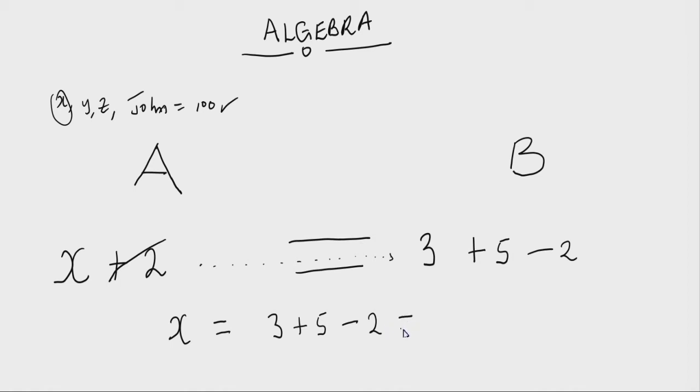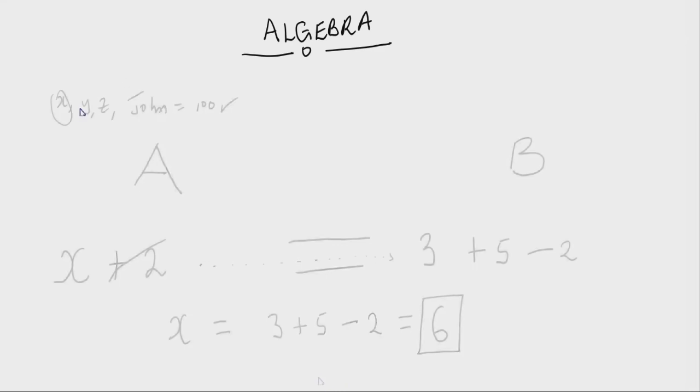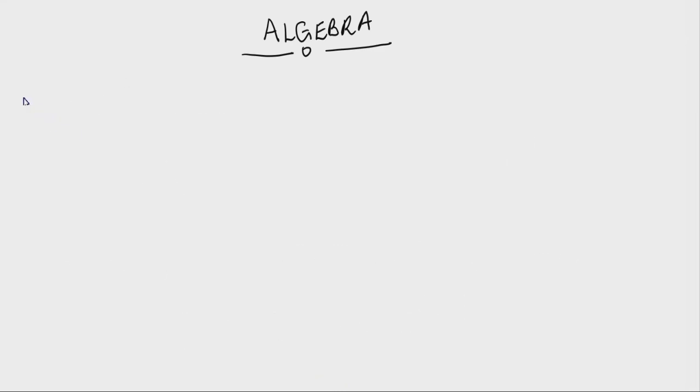And here we can just add this up. 3 plus 5 is 8, minus 2 is 6. And so now X knows its value and is happy. Okay, let's do another one. Let's label this one 2.